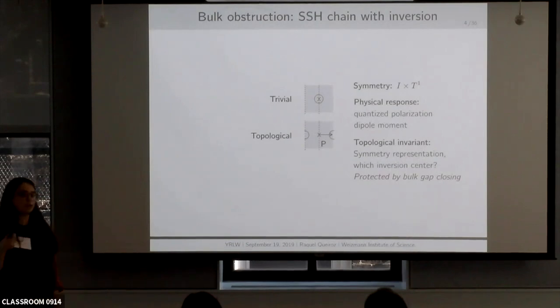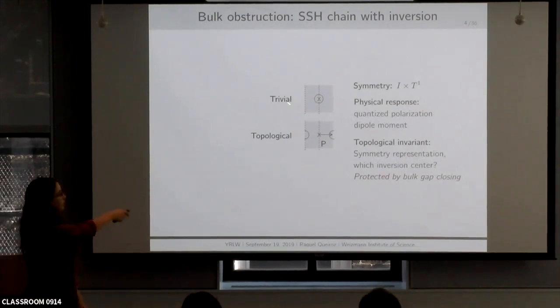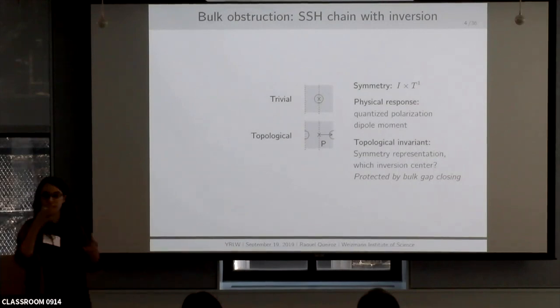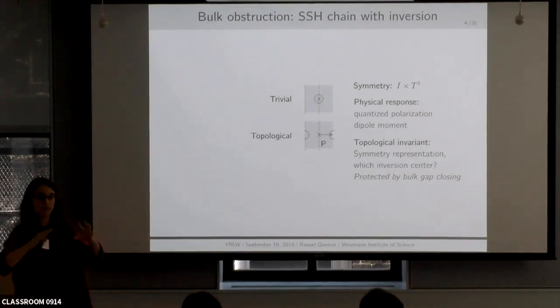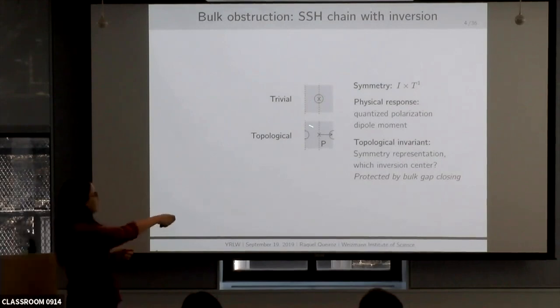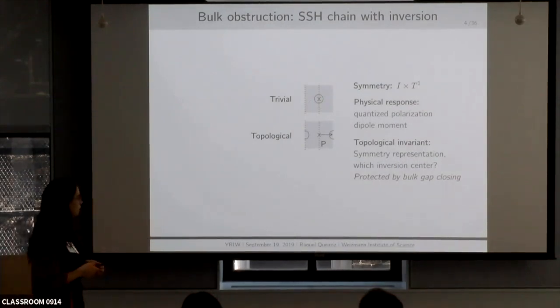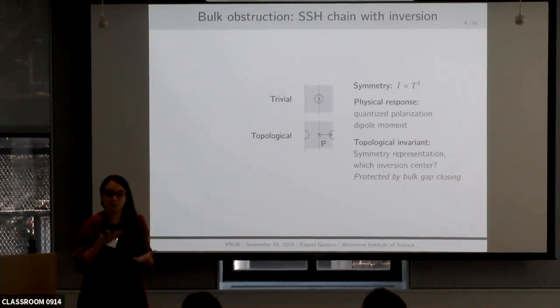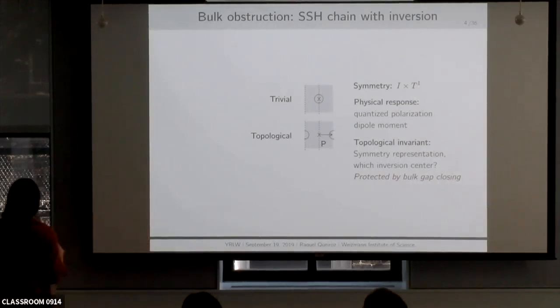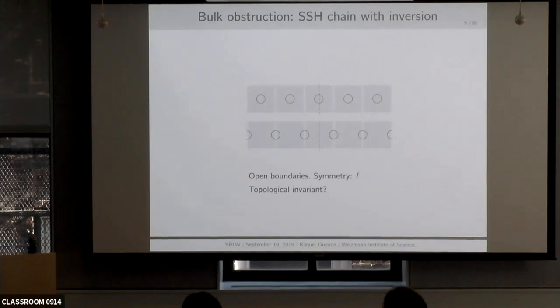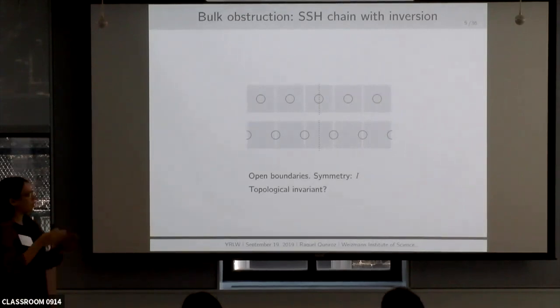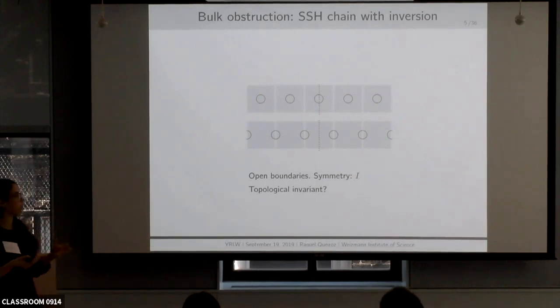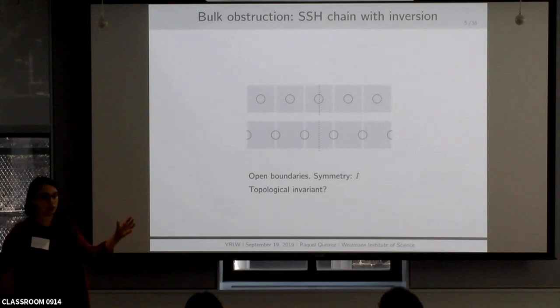But they will also differ by a physical response. In this case, there's no charge displacement because the electron charge cloud is sitting right on top of the ion, while in this case there's going to be a quantized polarization. This physical response, which is a quantized quantity, is going to be protected precisely by that bulk gap. And there is a natural correspondence between what is happening in the bulk, looking at the level of the unit cell with translations, and a system with open boundaries.